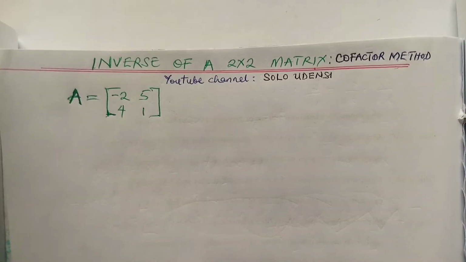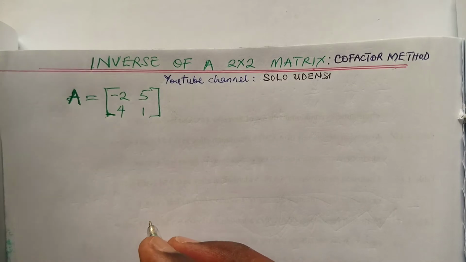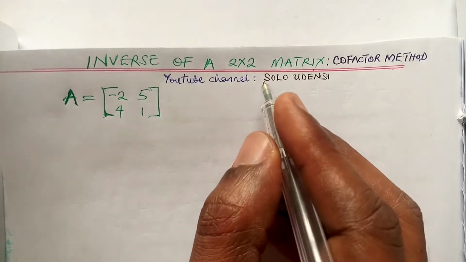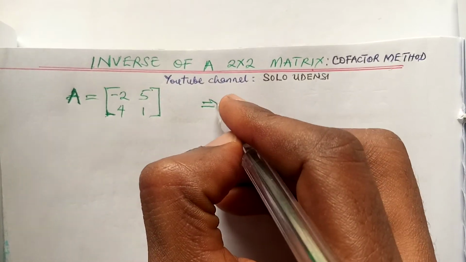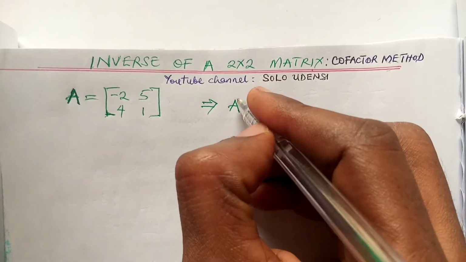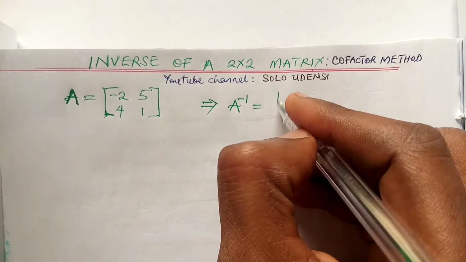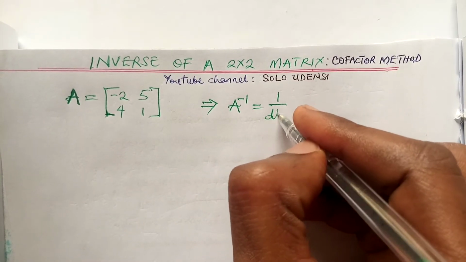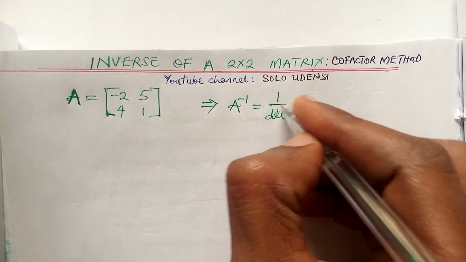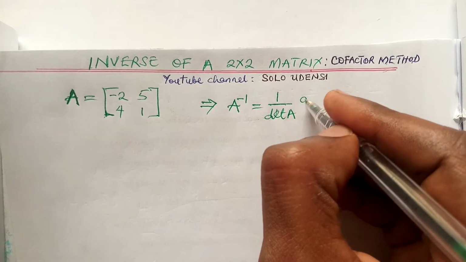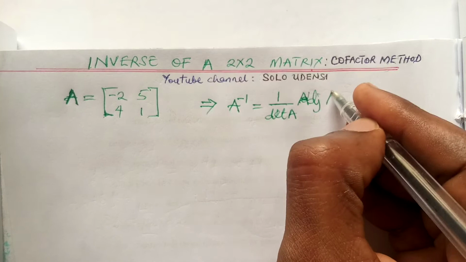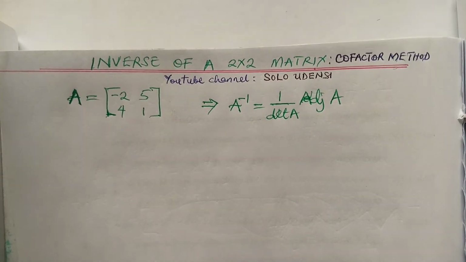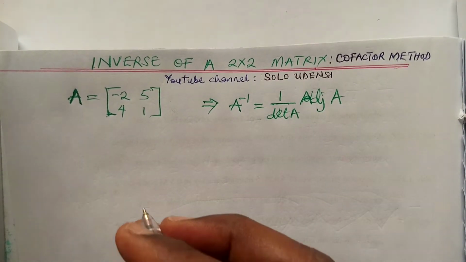Then, using the cofactor method, first of all, the inverse is written like this, and it is equal to 1 over the determinant of the 2 by 2 matrix times the adjoint of A. So that is how to do it.